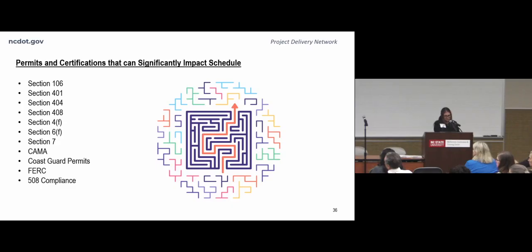So one last slide here, and this is just permits and certifications that can significantly impact schedule. I'm not going to read through all this, and I only show this to just say, think about these types of things, because this is the type of stuff that if we don't identify and manage up front in our schedules, we could set ourselves up for failure.